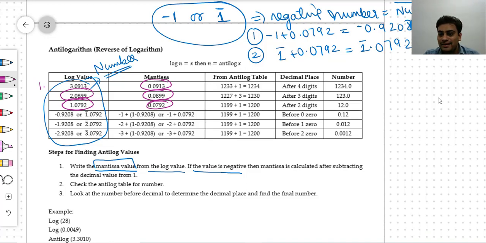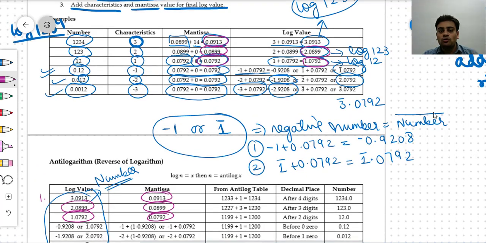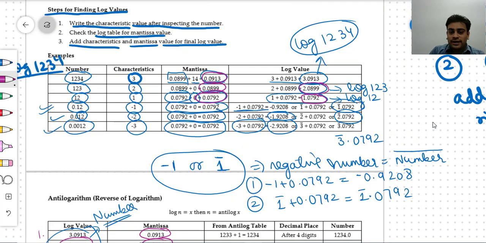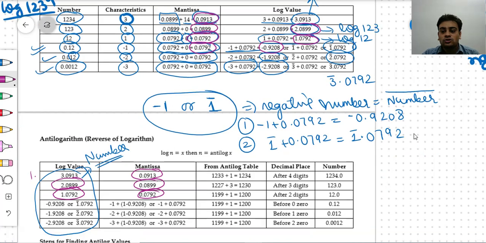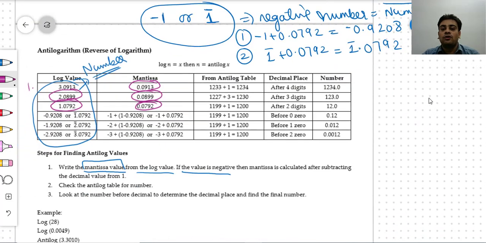If you look at the previous examples where we found the logarithm values, here your mantissa is 0.0792 and your characteristic is negative 1. So when you subtract the 0.0792 from 1, you get negative 0.9208. So if you see negative 0.9208, first you need to subtract it from 1.